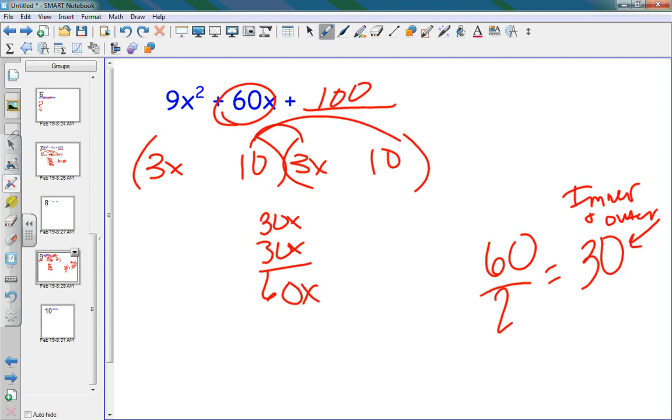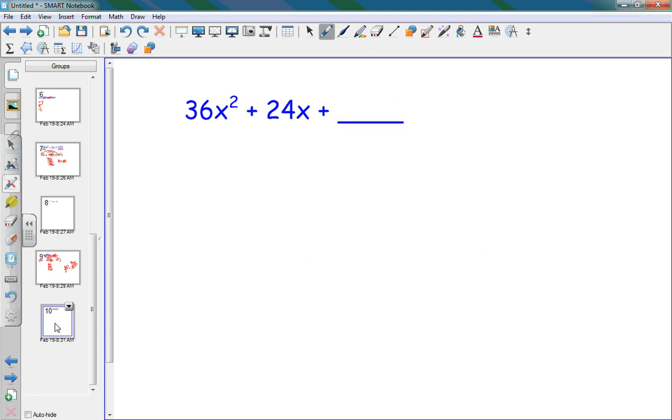Do we see that? Let's do it again. I like these ones. Okay. 6 and 6. 36 is a perfect square. 6x. So 6x and 6x.